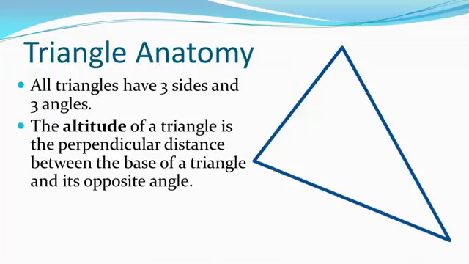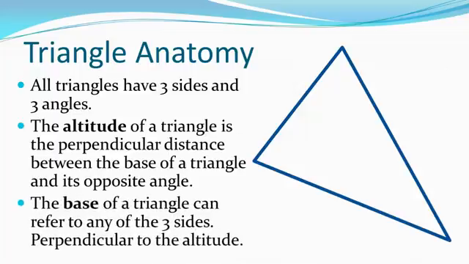That's a very wordy definition, so let's break it down a little bit. When we refer to the base relative to the altitude, the base of a triangle can refer to any of the three sides. This is the side that is perpendicular to the altitude. It makes a 90-degree angle. These are examples of altitudes. Notice they make a 90-degree angle, or perpendicular, to one of the sides. It then extends straight up to the opposite angle.